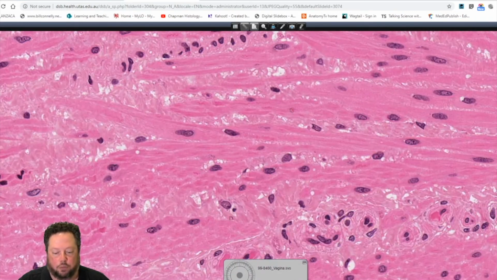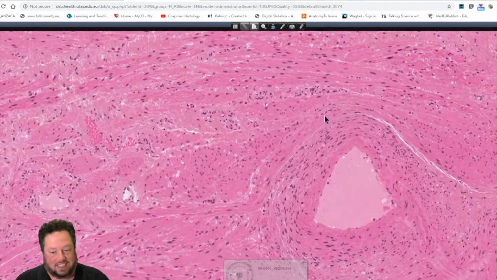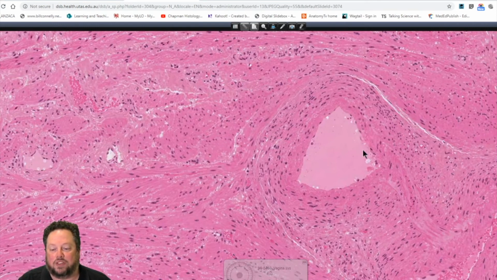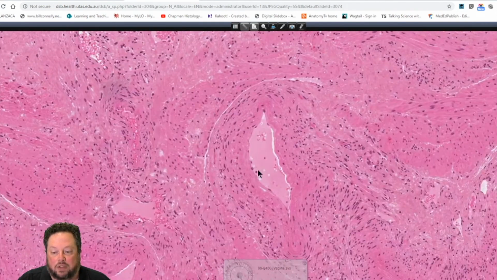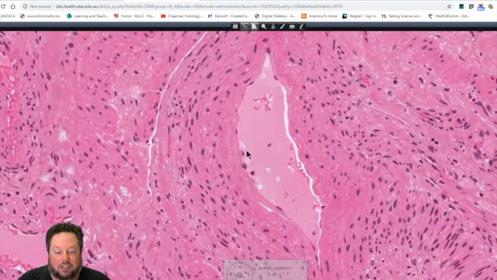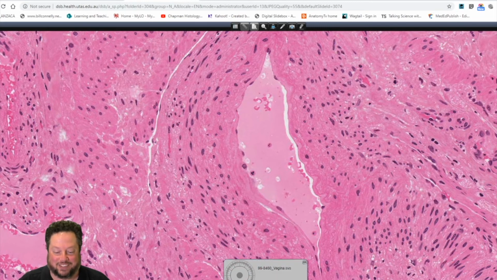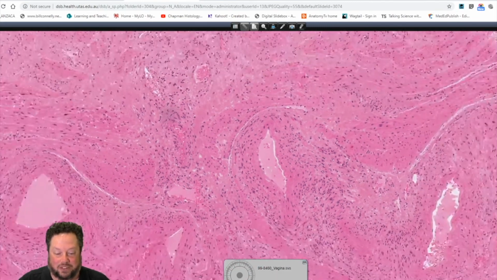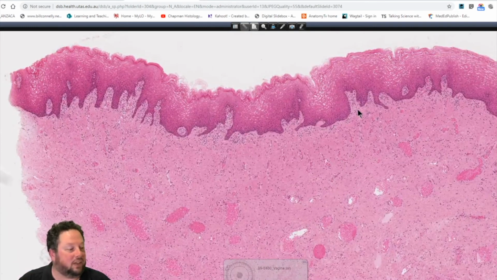This section is so beautiful. I could spend hours and hours looking at this and find something new. We've got lovely sections of the blood vessels here, some nice endothelial cells. Anyway, as I say, I could spend hours looking at this section and find something new and amazing to take pictures of. All right, does anyone have any questions about the vagina before we move on?